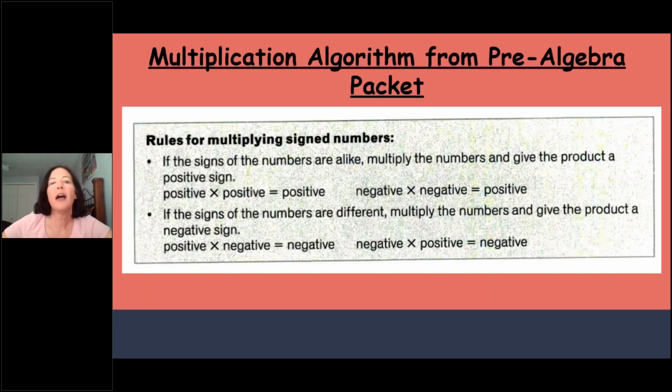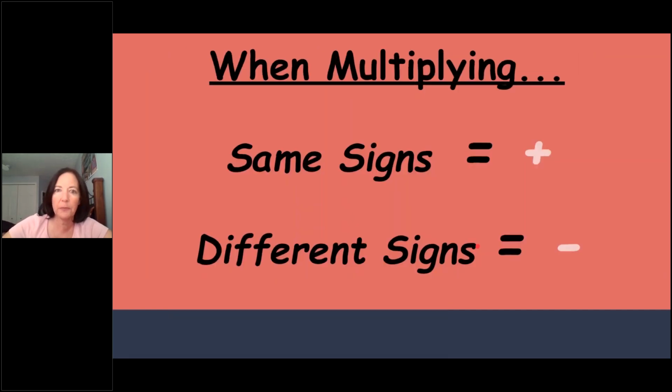Okay, so in the packet from the Number Power book, the algorithm is written like this, and it's very wordy and looks very complicated, but bottom line, if you look at where it says positive times a positive equals a positive, negative times negative equals a positive, positive times negative equals a negative, negative times positive equals a negative. That's the most important part. I rewrote that algorithm for myself to be more simple. When you're multiplying, if the signs are the same, it's going to be a positive answer. If the signs are different, it's going to be a negative answer.